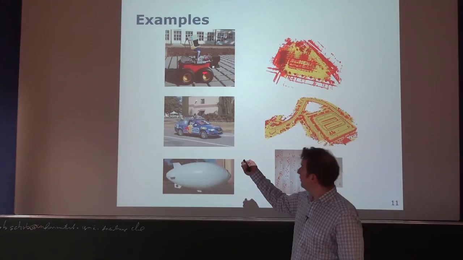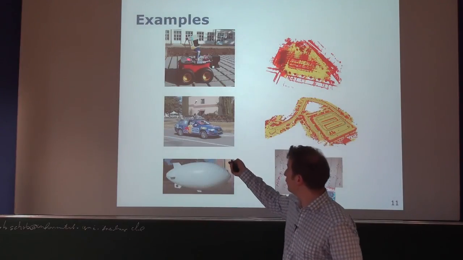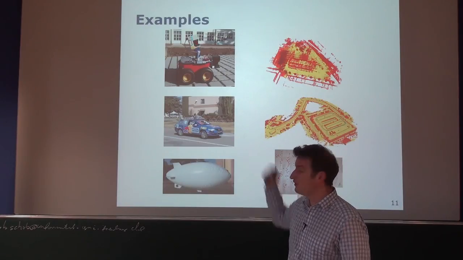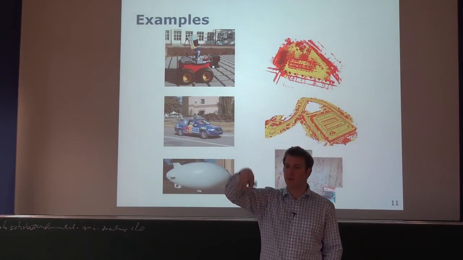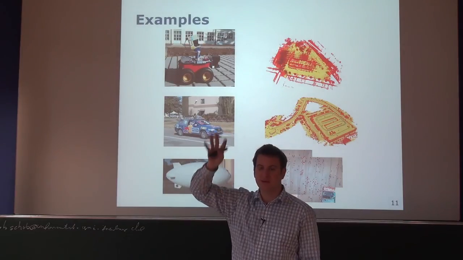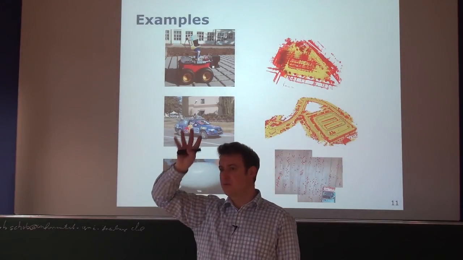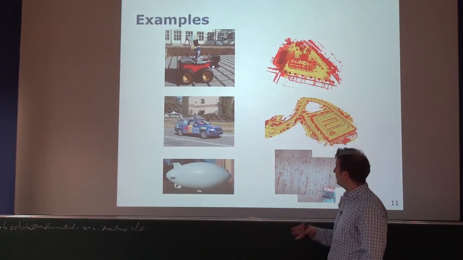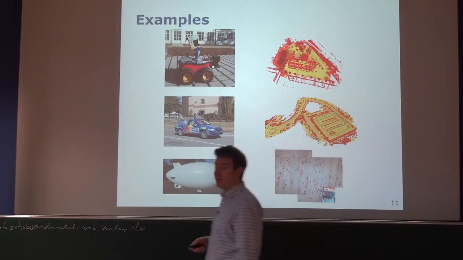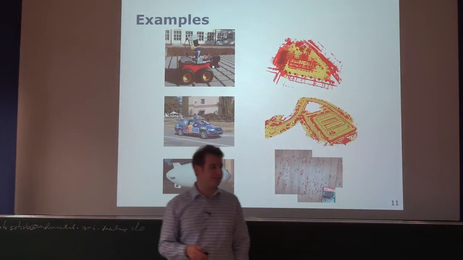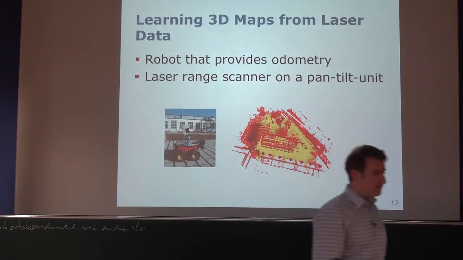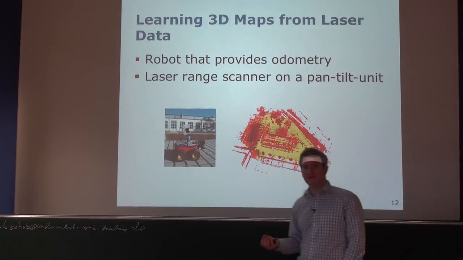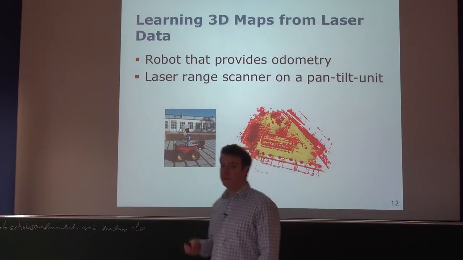So this is a Pioneer A2 robot, which has a 2D laser rangefinder sitting here, and it sits on a pan tilt unit. So it moves always like this, so it's called a nodding laser. And this way it generates 3D data. You get 3D information about the scene. And then it tries to build a 3D map of the environment using this technique. Okay, so let's start with this one. The robot provides odometry, and the 2D laser range scanner sits on a pan tilt unit.